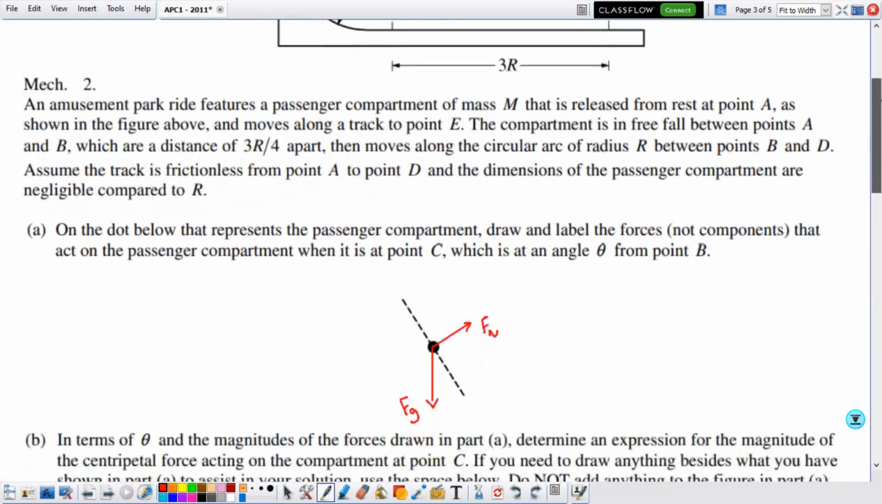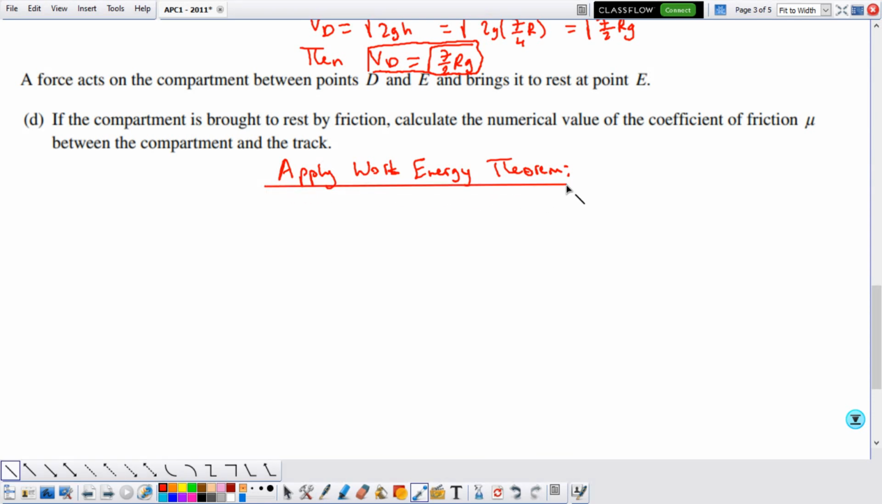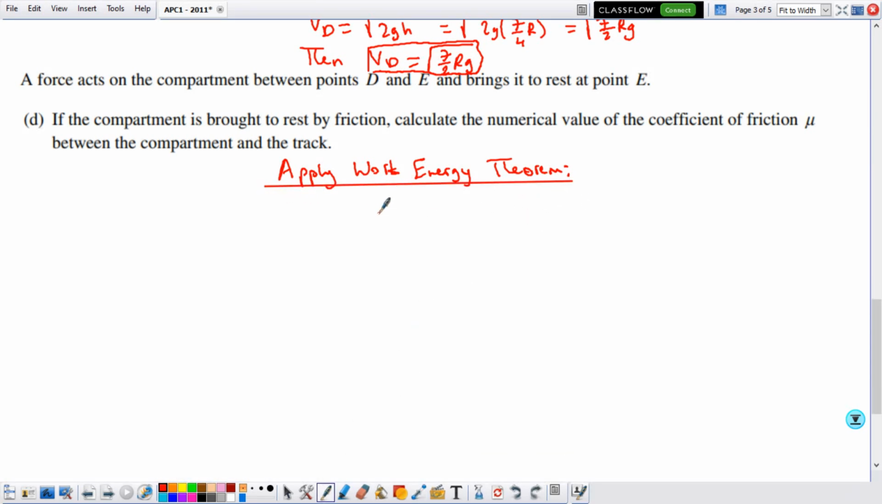This can be solved by two different methods. Either we can consider Newton's second law, or we can consider an energetic approach using the work energy theorem. And let me say: apply work energy theorem. The work energy theorem states that the variation in the kinetic energy is equal to the work done by all the external forces. Now along the horizontal track, let me refer back to the figure.